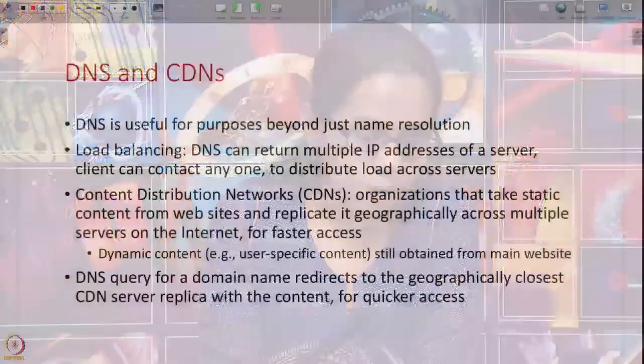So, the next thing is, what else is a DNS system useful for? Is it just to resolve names to IP addresses? Actually, people use DNS for many other purposes. For example, for load balancing.